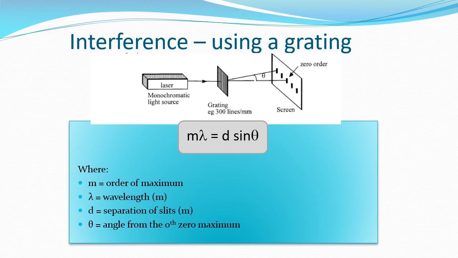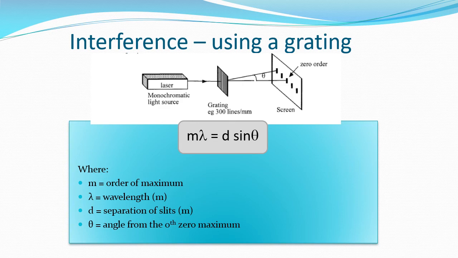You don't deal with minimas in gratings, so don't worry about that. It's just orders of maximum. So for this one, m would be 1, for this one, m would be 2, for this one, m would be 2, for that one, m would be 1.